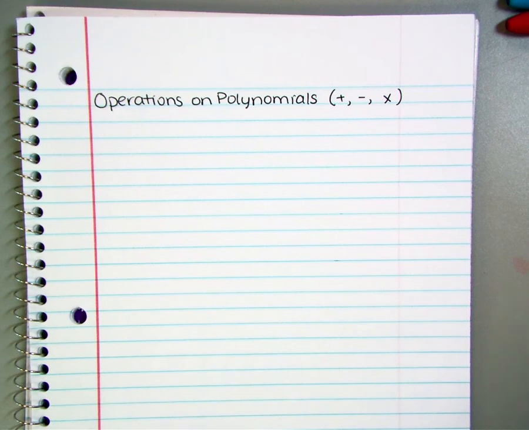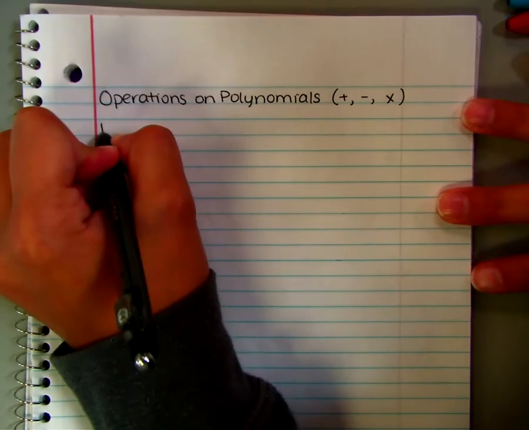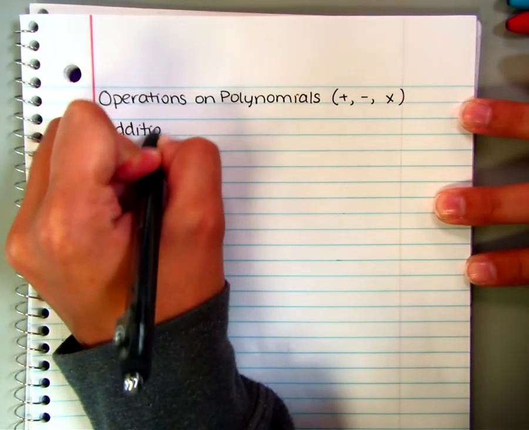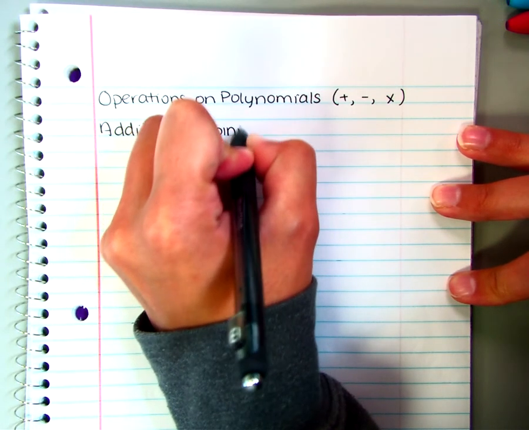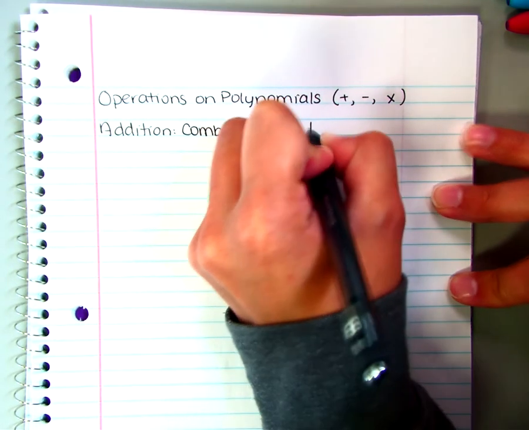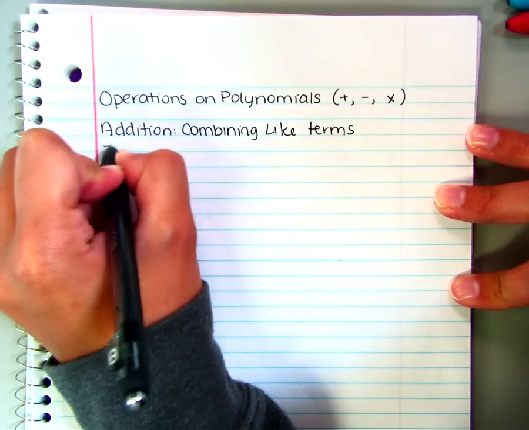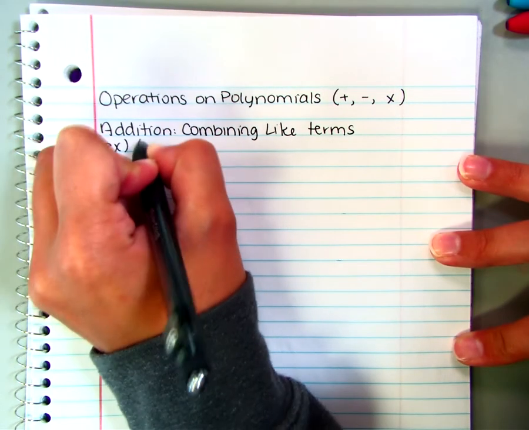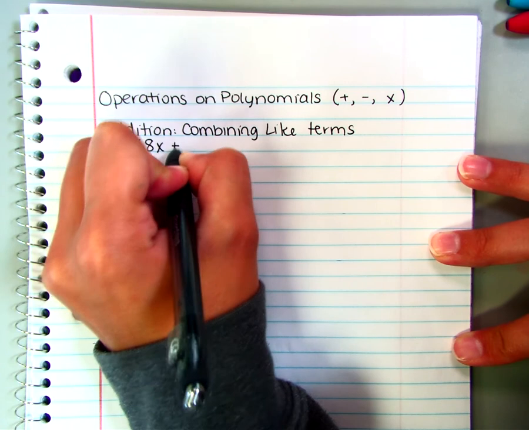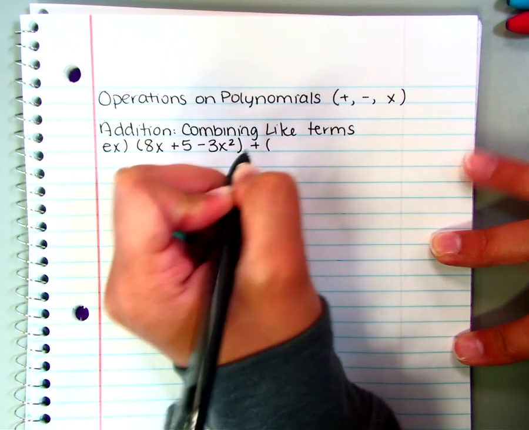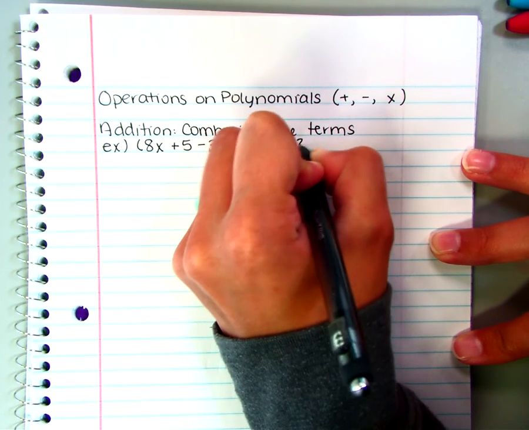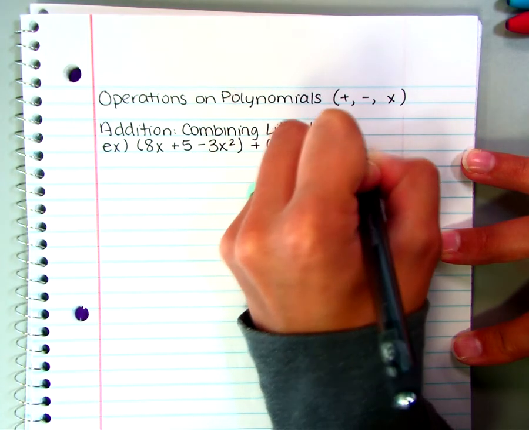So first of all, we're going to look at addition. So we're going to look through a couple of examples. With addition, the main thing to know is essentially you're just combining like terms. So this first example I've got for you, we've got a polynomial 8x plus 5 minus 3x squared plus another polynomial that is 7x squared plus 2x minus 1.